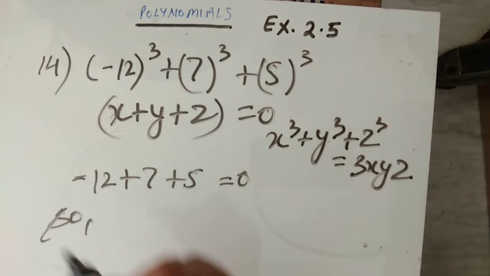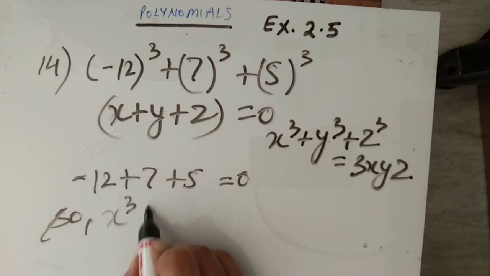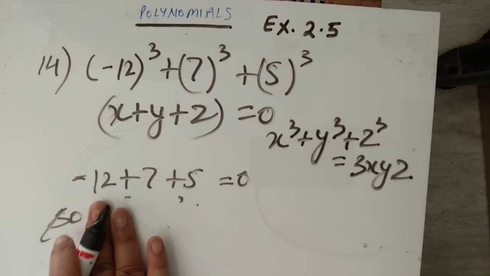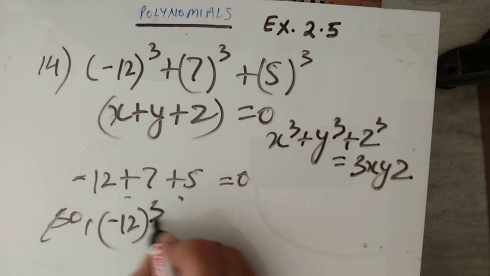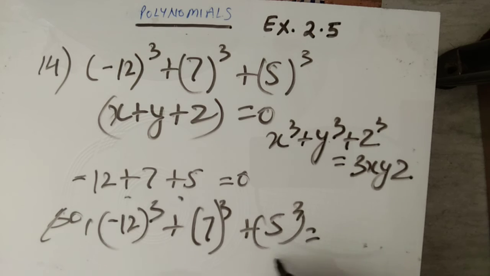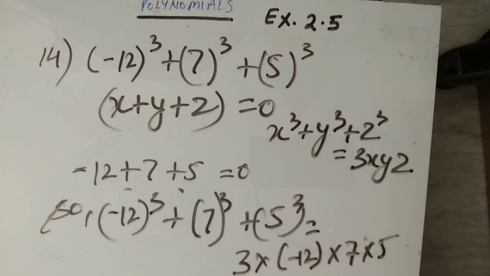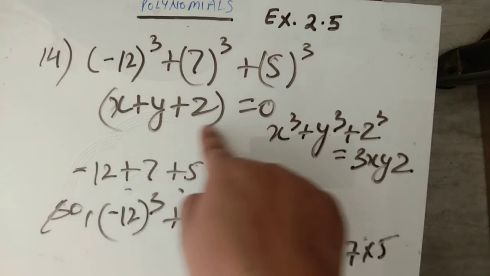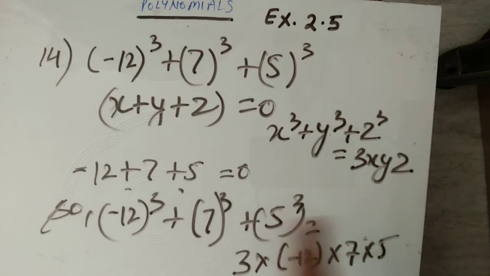So because x plus y plus z is 0, x cube plus y cube plus z cube, you can write it as minus 12 cube plus 7 cube plus 5 cube is equals to 3 into minus 12 into 7 into 5. So this is without actually calculating the cube. So when we multiply this term, we get the answer for that particular question. So what you have to do, you have to verify. If it is 0, then it is equals to 3 times the multiplication of all these 3 terms. Okay, now question number 15 is there.